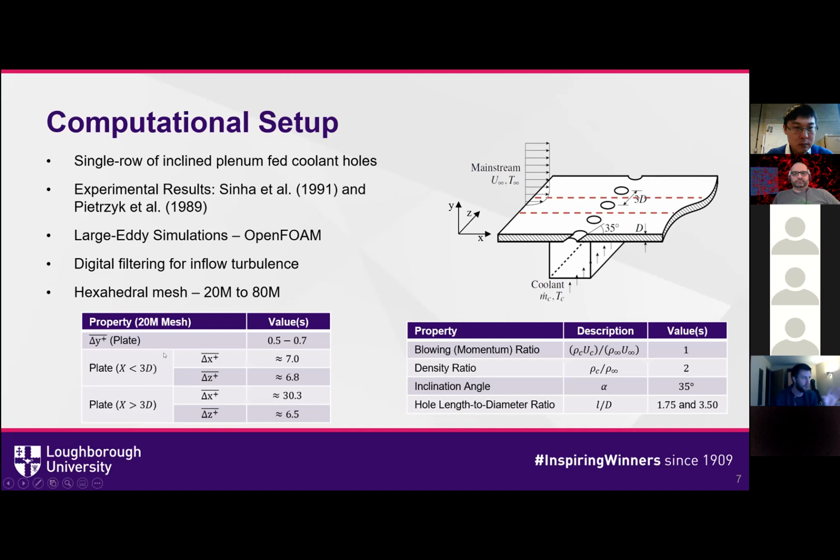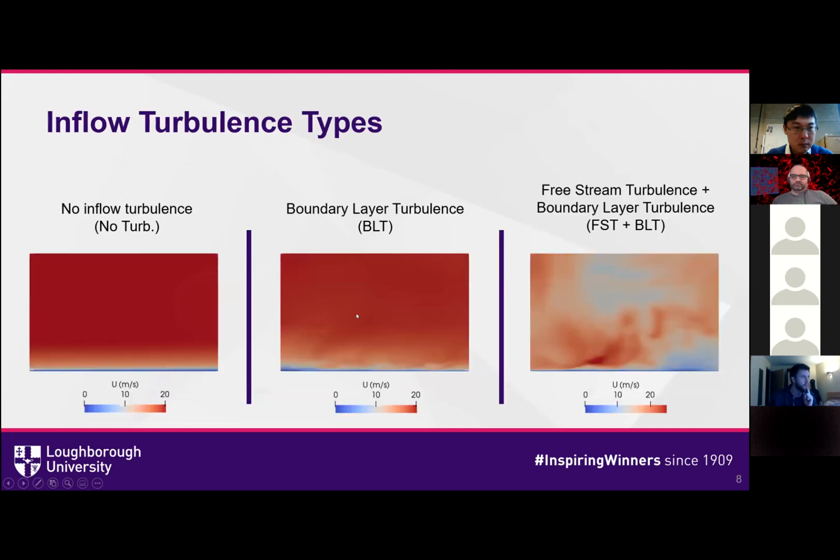We'll be using Klein's implementation, or an implementation similar to Klein's, of the digital filtering inflow turbulence to perform these assessments. And today, for most of the results shown, we'll be looking at quite a small mesh, 20 million cells, but our current work is looking at extending that to 80 million for even finer scales.